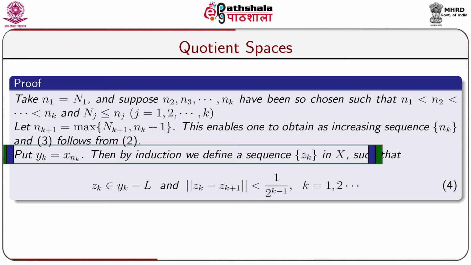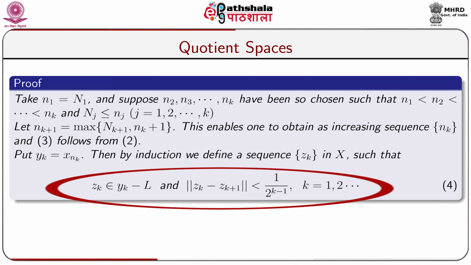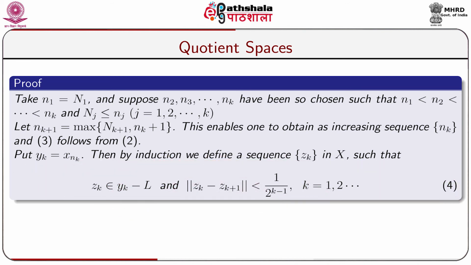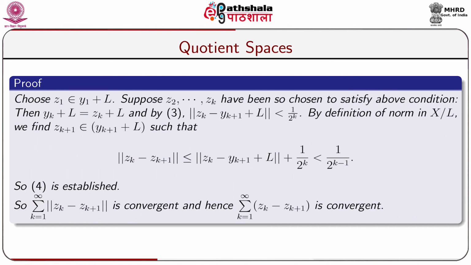Put yk equal to x_nk. Then by induction we define a sequence zk in capital X such that zk belongs to yk + L, and the norm of zk − zk+1 is strictly less than 1/2^(k−1), where k = 1, 2, 3 and so on. Choose an element z1 in y1 + L, that is, choose z1 belongs to y1 + L.